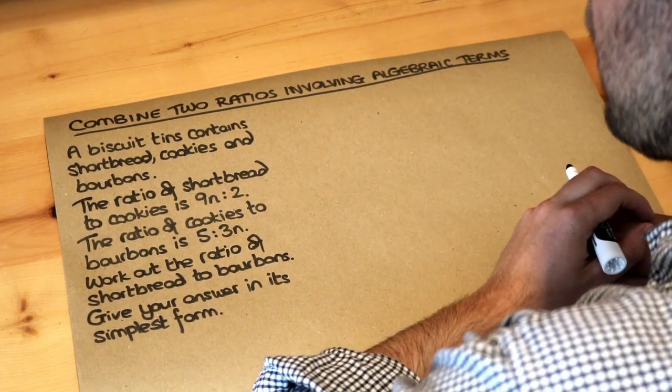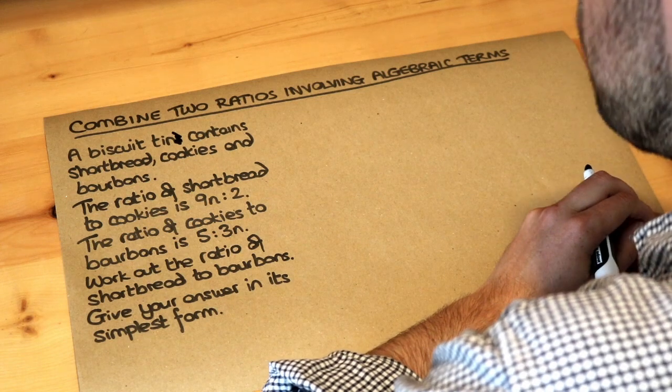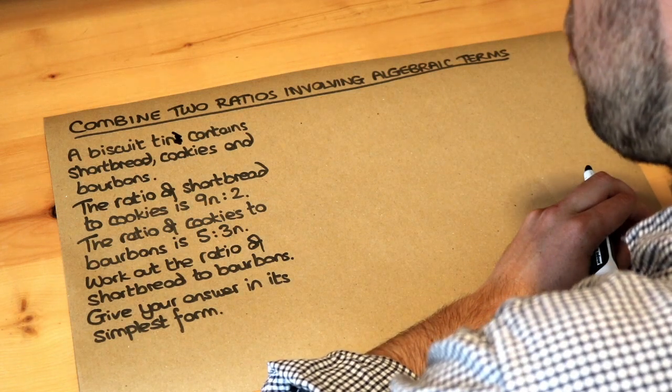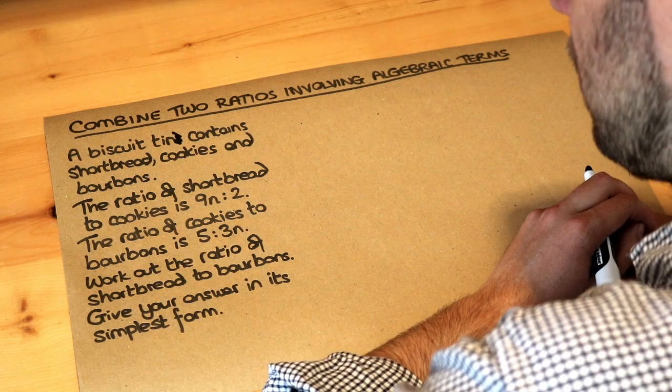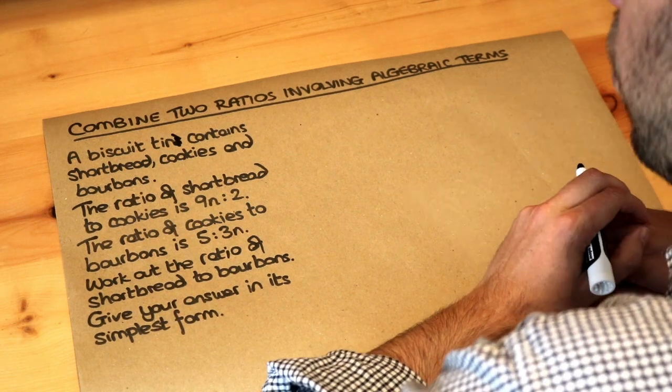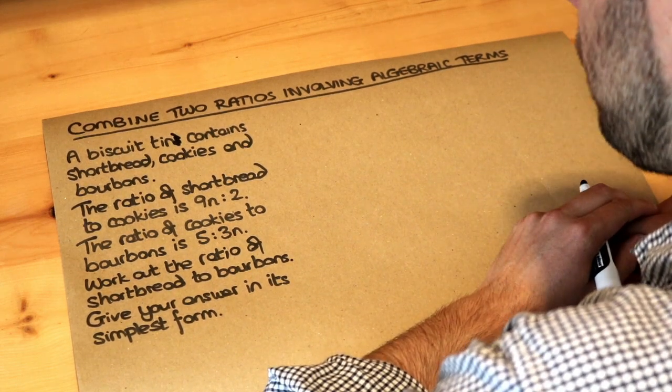Let's read the question. A biscuit tin contains shortbread, cookies and bourbons. The ratio of shortbread to cookies is 9n to 2. The ratio of cookies to bourbons is 5 to 3n. Work out the ratio of shortbread to bourbons. Give your answer in its simplest form.